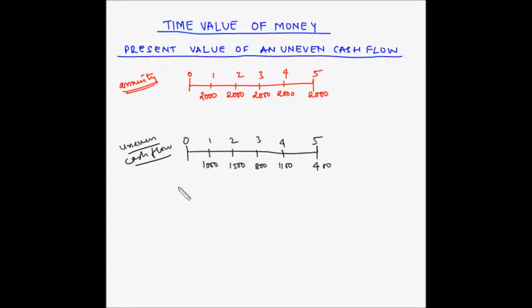Now, as you have seen in the previous videos for annuities, we used the term PMT to denote the periodic equal cash flow. However, in case of uneven cash flows, we will use the term cash flow or CF. Let us consider an example to understand this concept better.